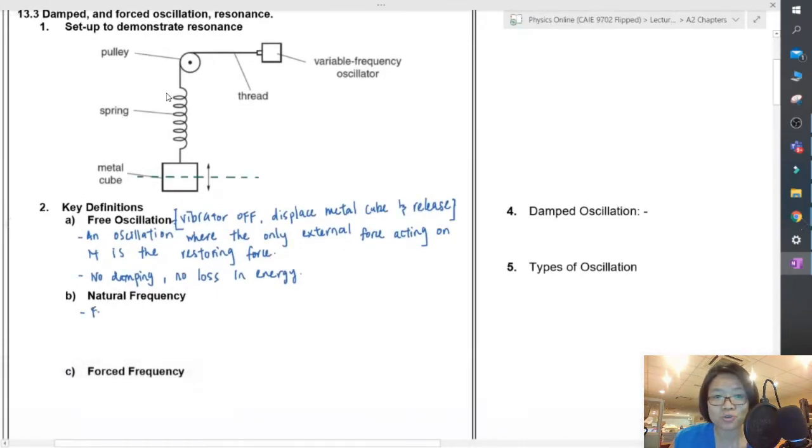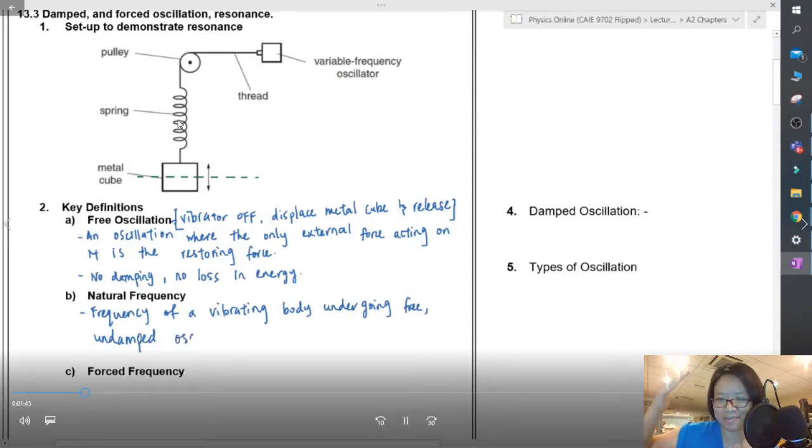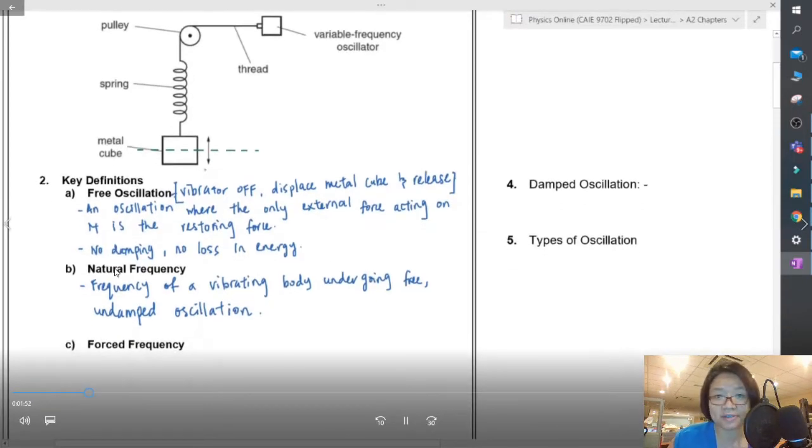If you have a free oscillation, the oscillation's frequency is called the natural frequency, which is the frequency of a vibrating body undergoing free oscillation. In the case of a spring mass system, this would be dependent on the mass and the spring constant. Again, they can ask you to define this if they feel like it.